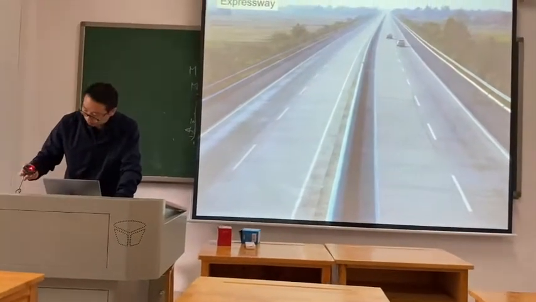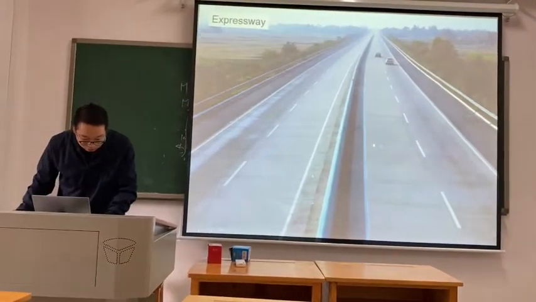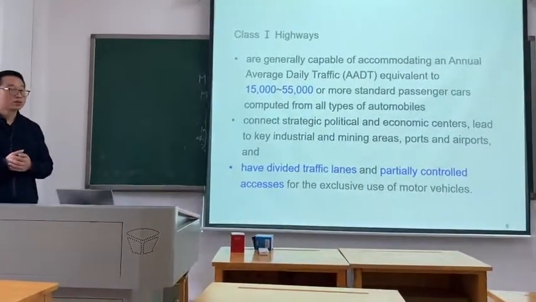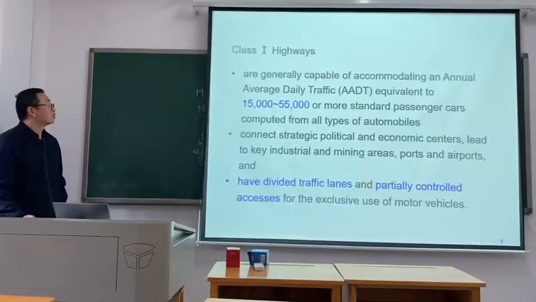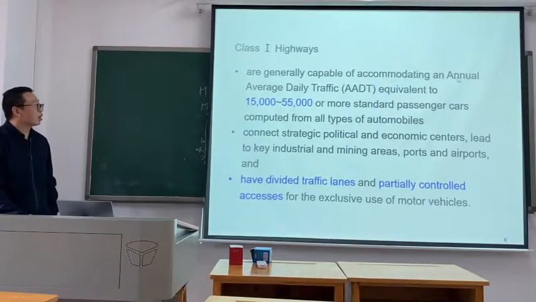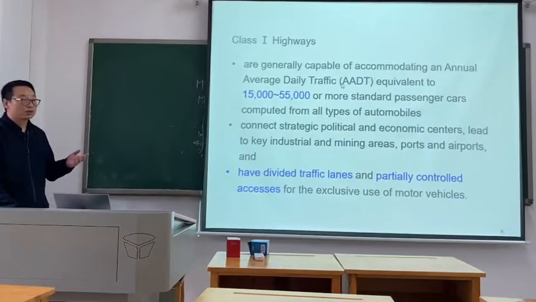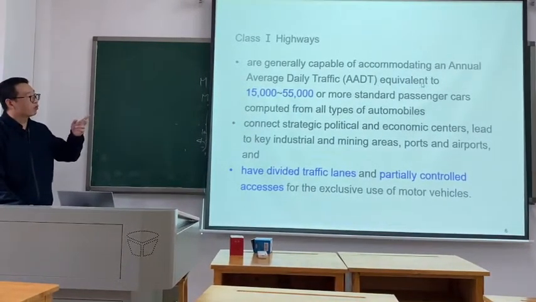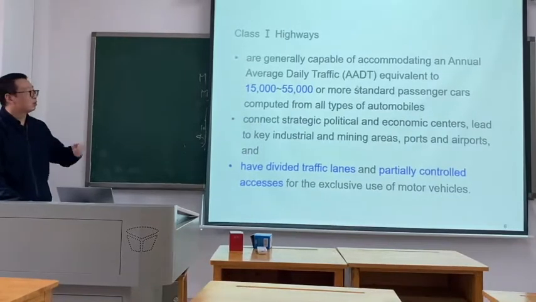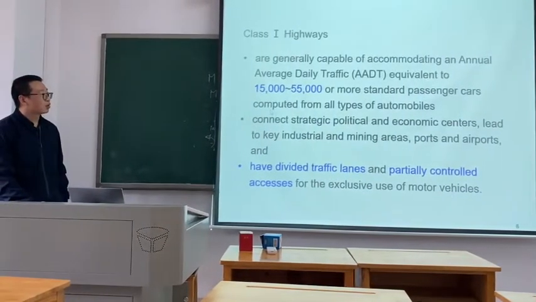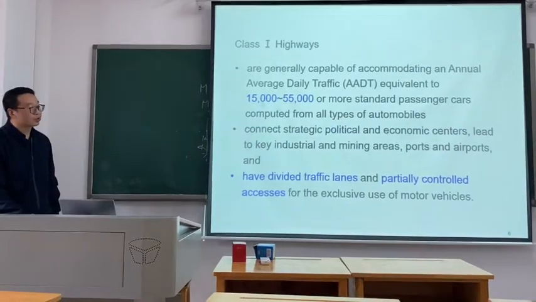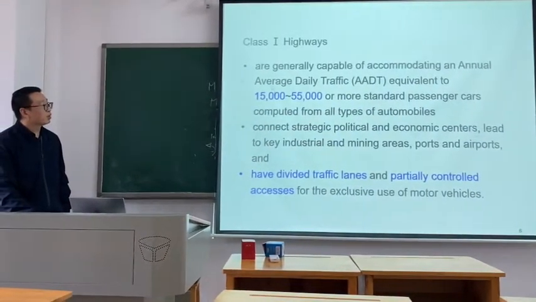Shoulder. Is shield. Now we have Class 1 highways. Because Class 1 highways are generally capable of accommodating an average daily traffic, AADT, equivalent to 15,000 to 55,000 or more standard passenger cars computed from all types of automobiles. So we divided according to annual average daily traffic.